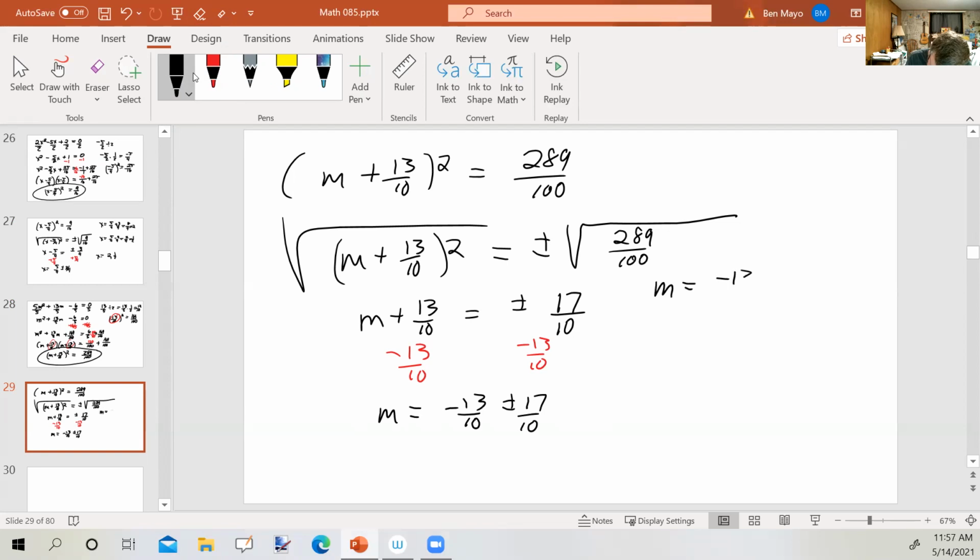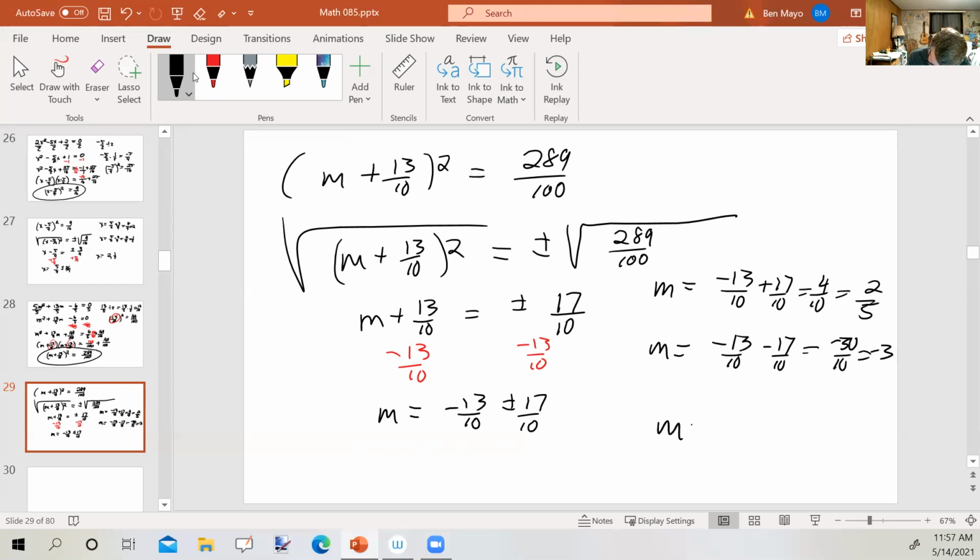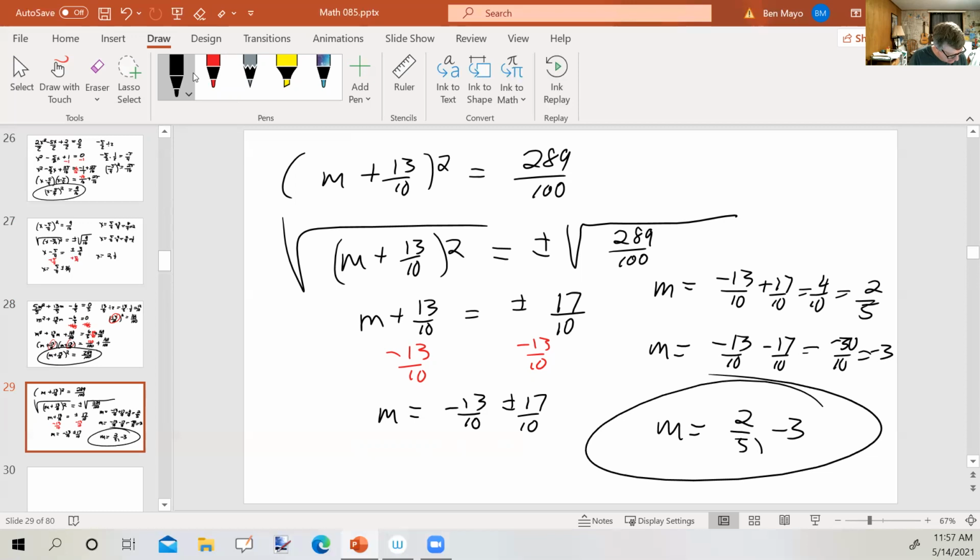So m would be negative 13 tenths plus 17 tenths, which is 4 tenths or 2/5. m is negative 13 tenths minus 17 tenths, which is negative 30 tenths or negative 3. So m equals 2/5, comma, and negative 3.